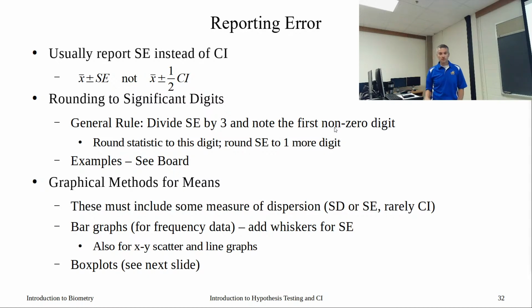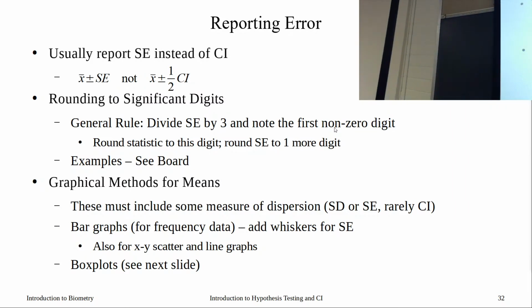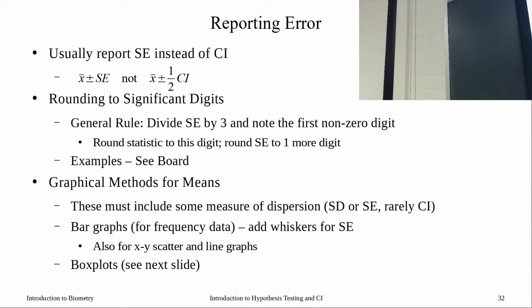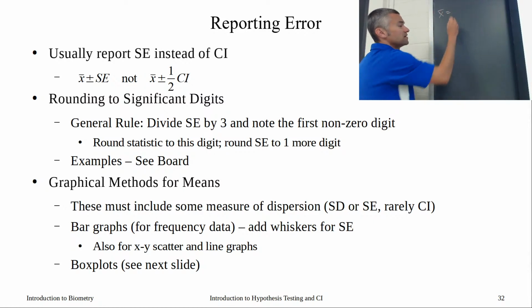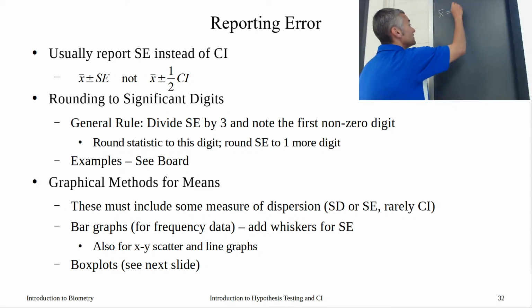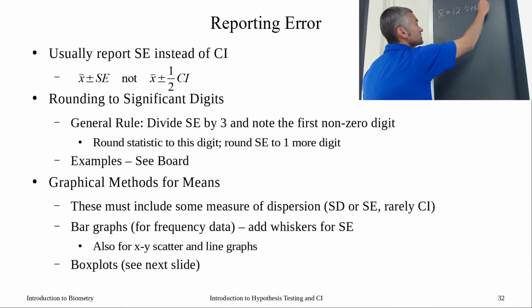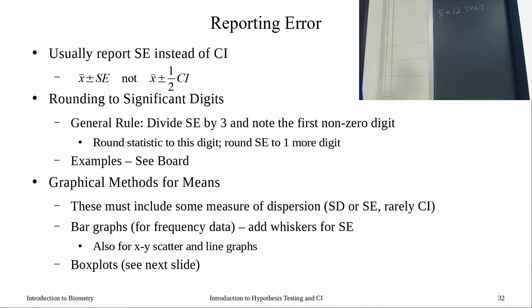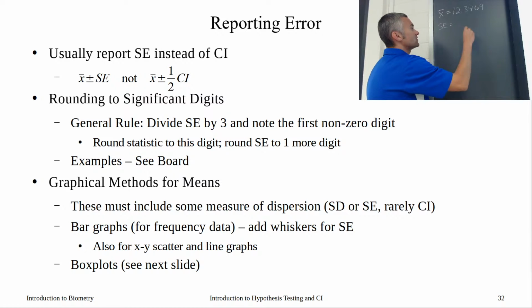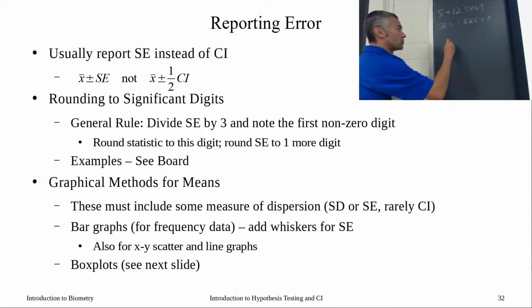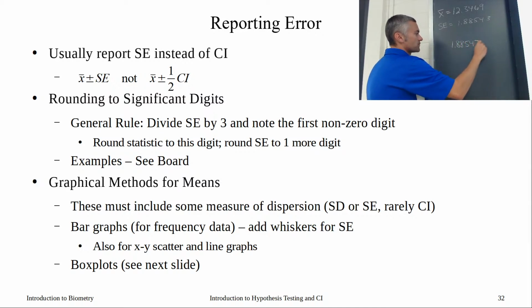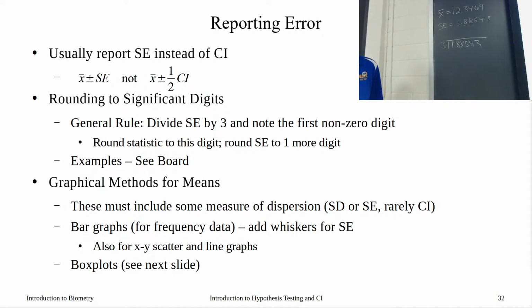So here's an example. Let's just say we have an x bar of, I don't know, 12.3469, a random number. And let's say we calculated the standard error as 1.88543 repeated, something like that. Our general rule is to take this standard error divided by 3. You can use your calculator.